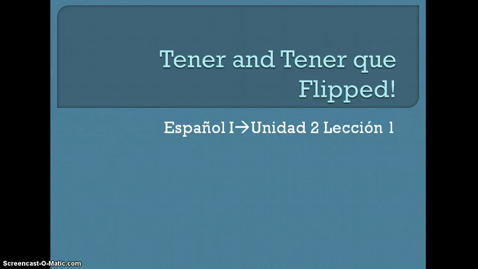Chicos, we're talking about tener and tener que today. We're still in Unidad 2, Lección 1. Remember, use your note sheet as you go through this.